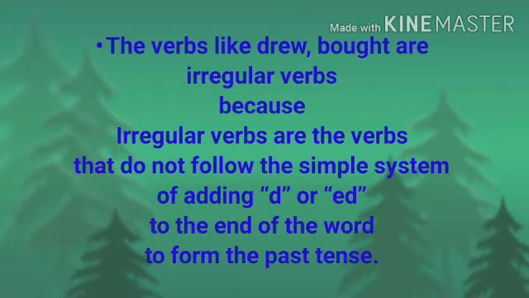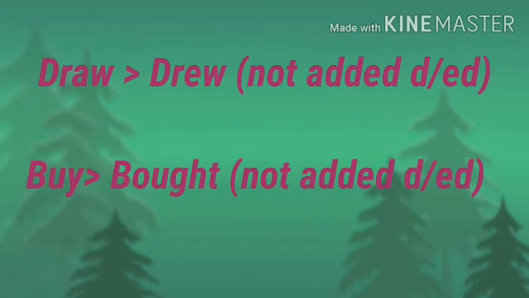Irregular verbs are the verbs that do not follow the simple system of adding d or ed to the end of the word to form the past tense, as we have seen in the case of regular verbs. So these two verbs are different from each other. Regular verbs have ed or d at the end, but irregular verbs do not have d or ed at the end. Draw has become drew. Here you can see we have not added d or ed, and buy also has become bought, not added d or ed.